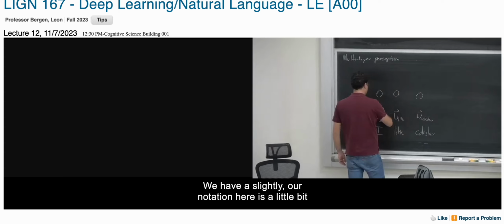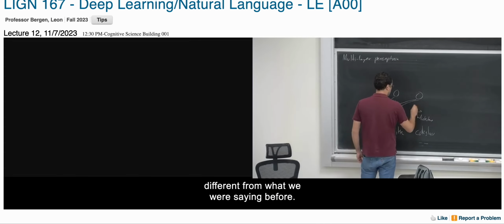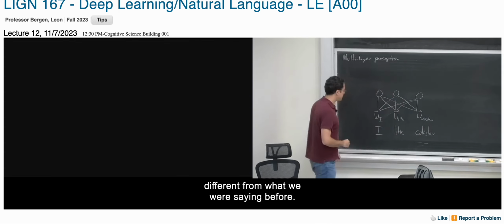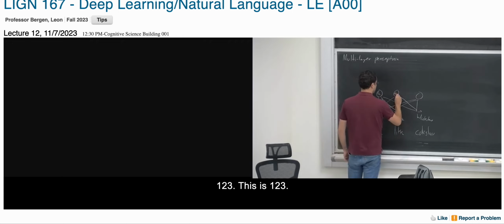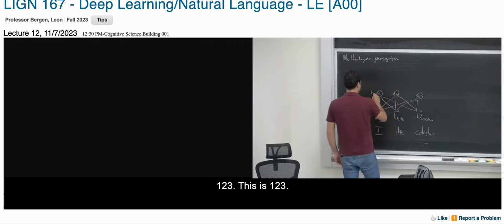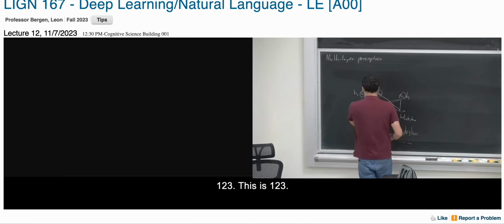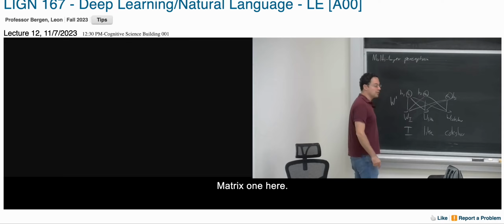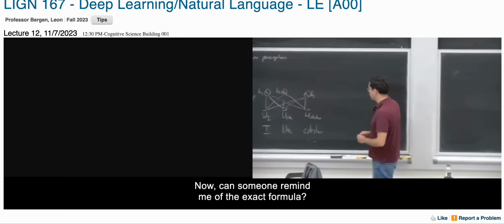Our notation here is a little bit different from what we were saying before. So this is A1, A2, A3. This is H1, H2, H3. And we have a matrix W1 here. Now, can someone remind me of the exact formula? Because there was something funny here, right?